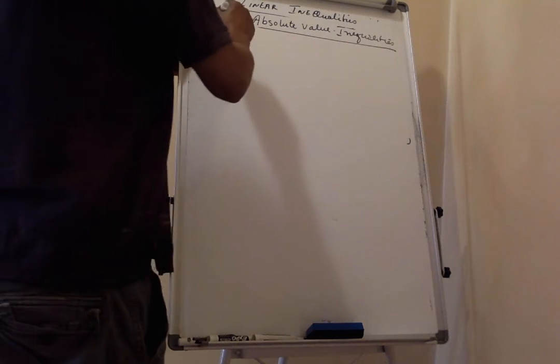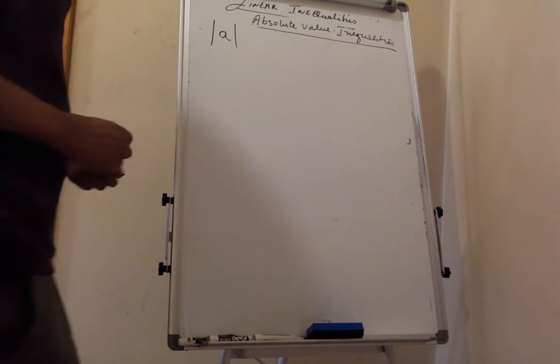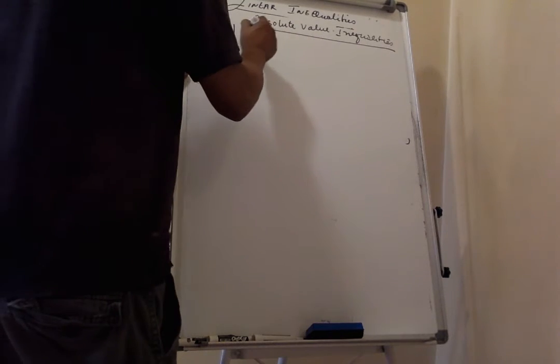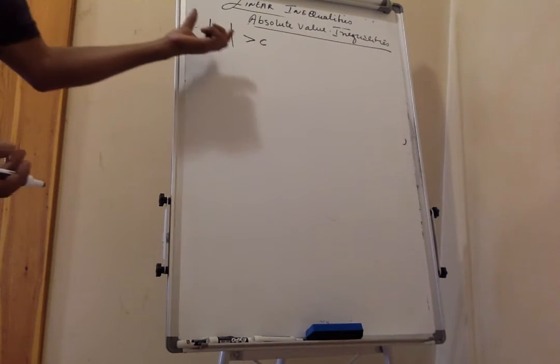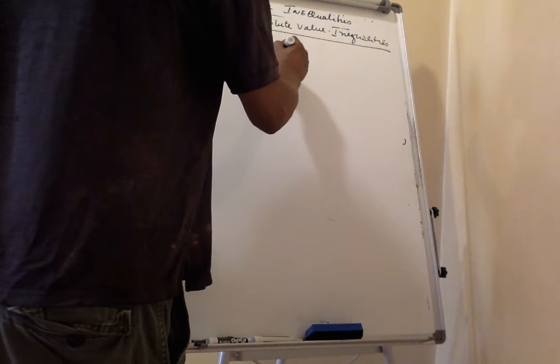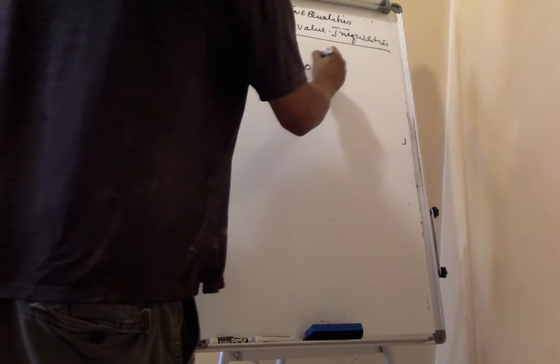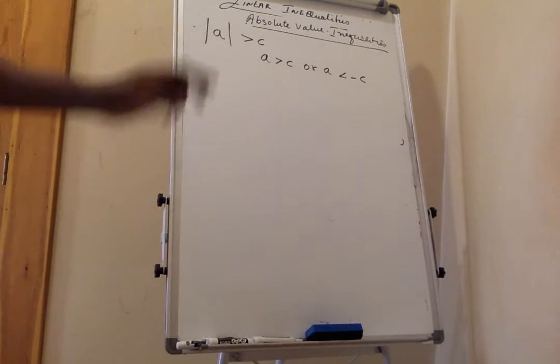If I say the absolute value of A is greater than C, then if I take A out of the absolute value, it means A is greater than C or A is less than negative C. So you need to know this.